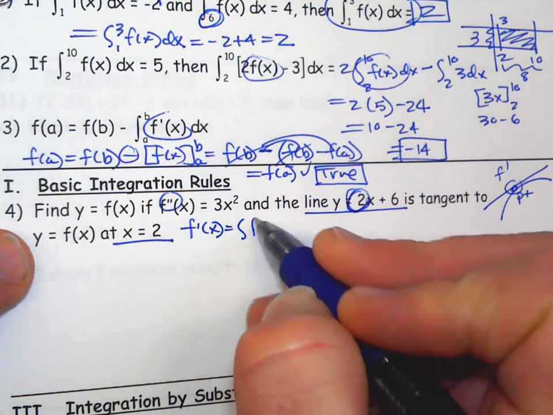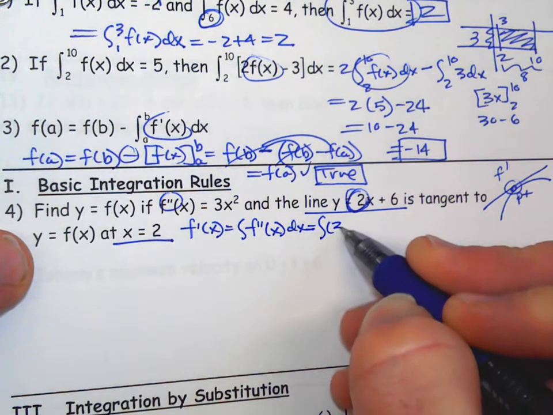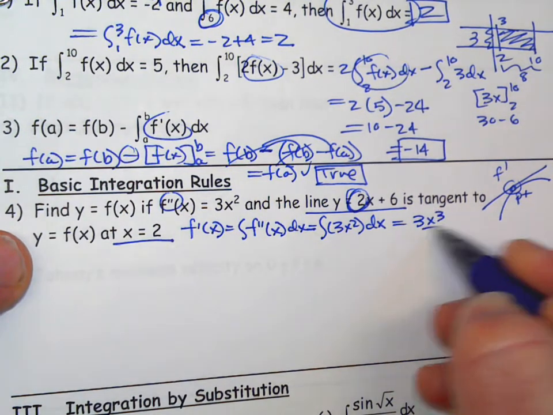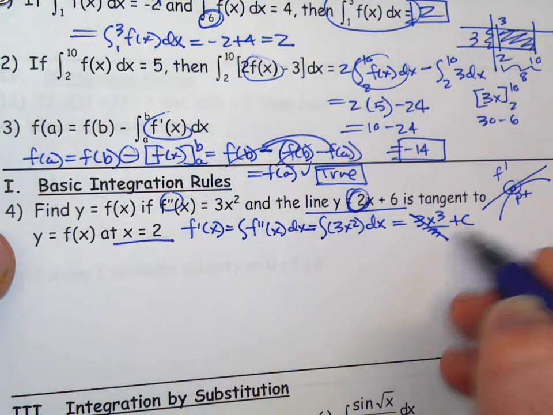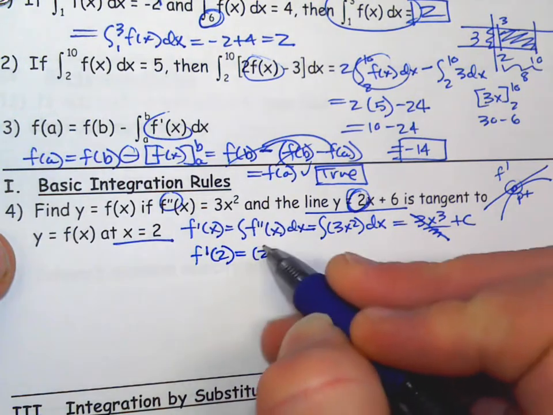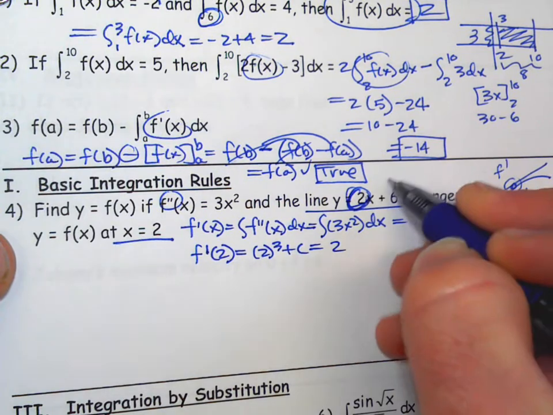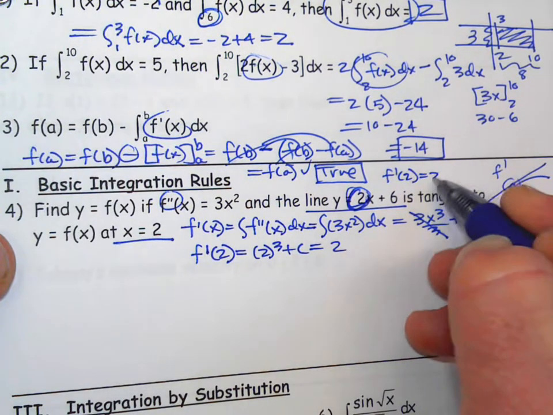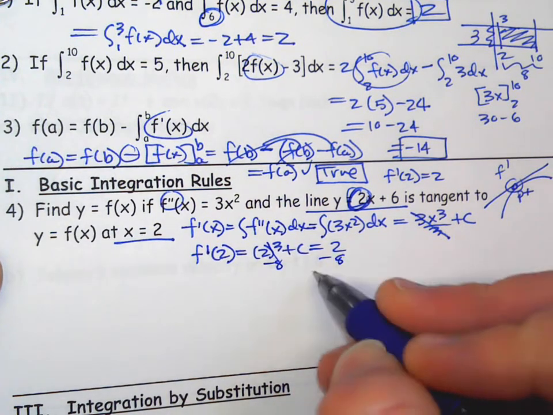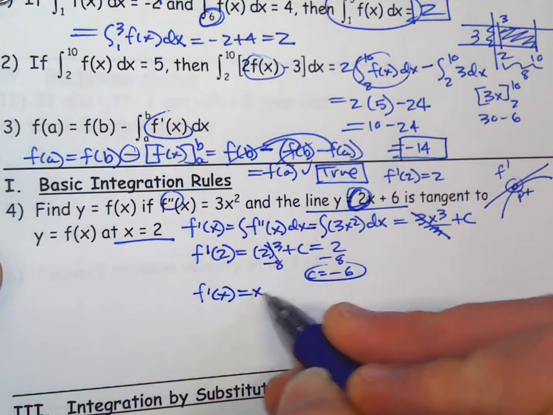f prime is going to be the antiderivative, the integral of f double prime, which is going to be the integral of 3x squared dx. You need to have the dx. So it's going to be 3x cubed over 3 plus c. So we're going to plug 2 into it, and we already said that it should give us 2, right? f prime of 2 is 2. So I'm going to subtract 8 from both sides, and we're going to get c equals negative 6. So our f prime of x is x cubed minus 6.